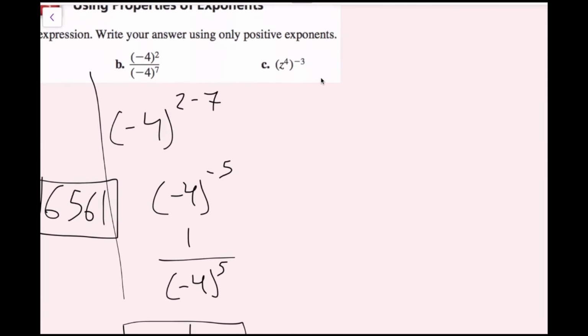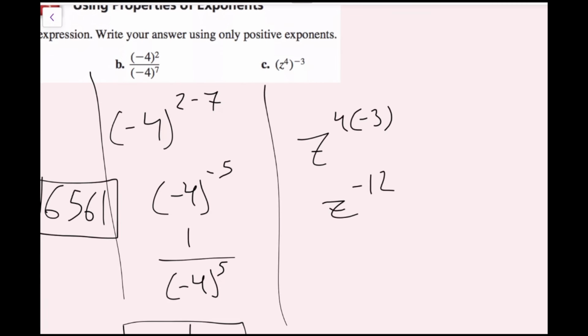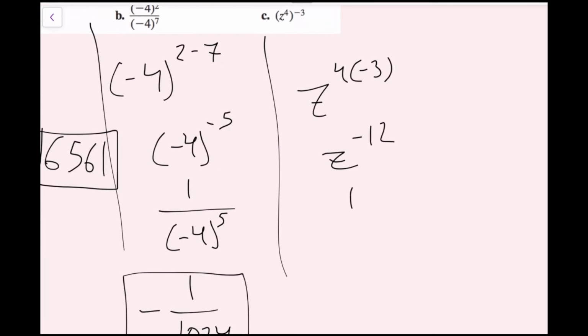For part C, I have the quantity z to the 4th power all to the negative 3rd power. Well, there are multiple ways to do this, but what I'm going to do is just multiply this exponent and this exponent, because I have a power to a power. So this is going to be z to the 4 times negative 3. Well, that's going to be, I'll write a barrier here, z to the negative 12th power. Well, I can simplify that to 1 over z to the positive 12th power. Okay. And now we're done with part C.